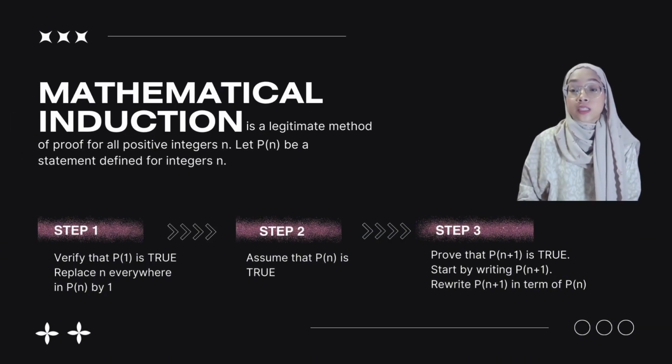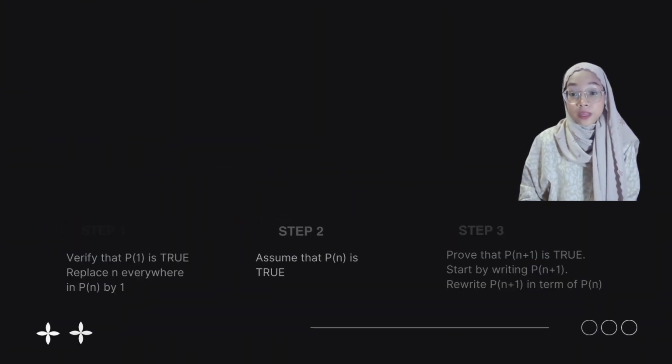So I'm going to discuss mathematical induction. Mathematical induction is a legitimate method of proof for all positive integers n. Let Pn be a statement defined for integers n. There are 3 steps in mathematical induction. Step 1. Verify that P1 is true. Replace n everywhere in Pn by 1. Step 2. Assume that Pn is true. Step 3. Prove that Pn plus 1 is true. Start by writing Pn plus 1 and then rewrite Pn plus 1 in terms of Pn.